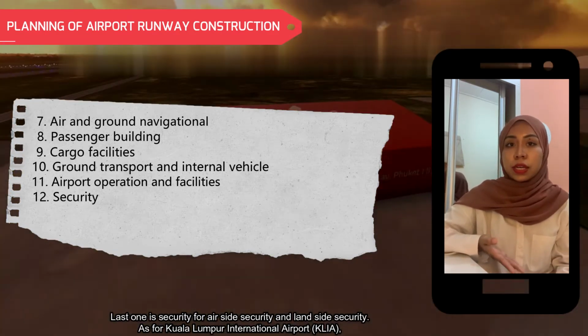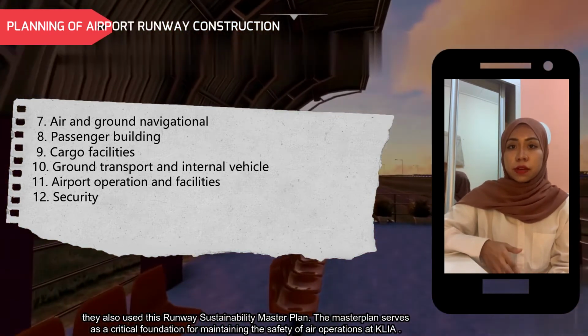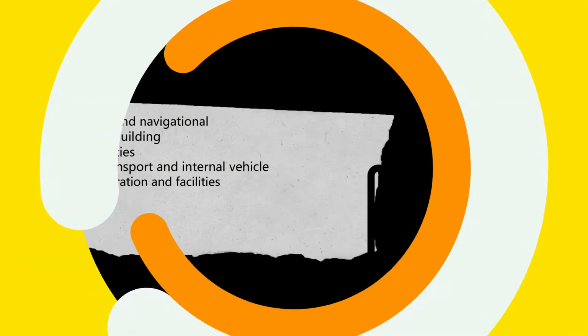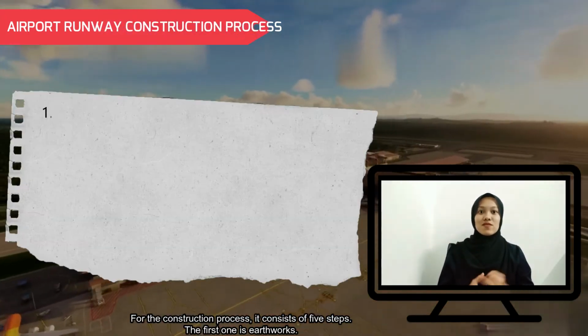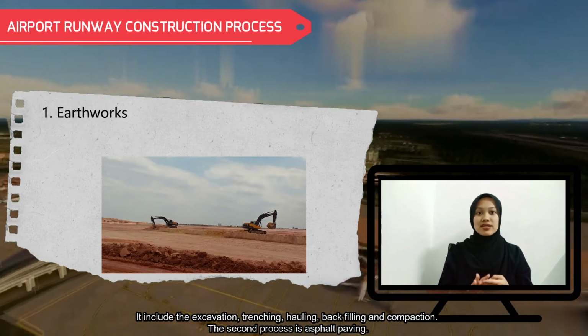As for Kuala Lumpur International Airport, KLIA, they also use this runway sustainability master plan. The master plan serves as a critical foundation for maintaining the safety of air operations at KLIA. For the construction process, it consists of 5 steps. The first one is earthwork. It includes the excavation, trenching, hauling, backfilling and compaction.